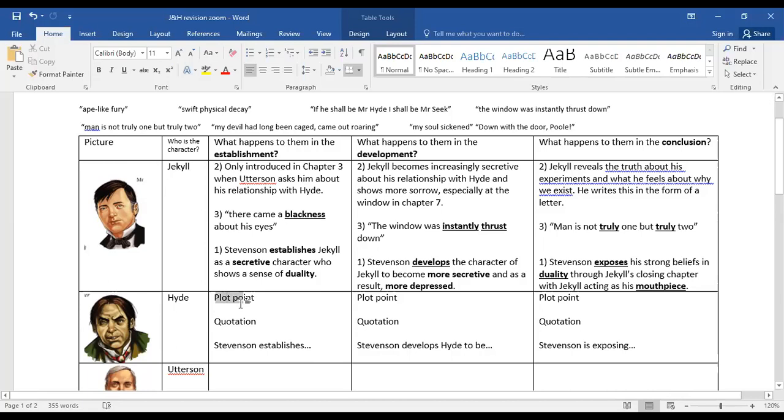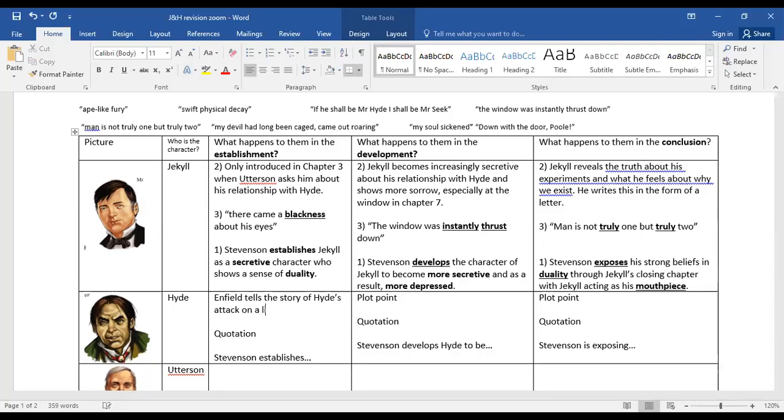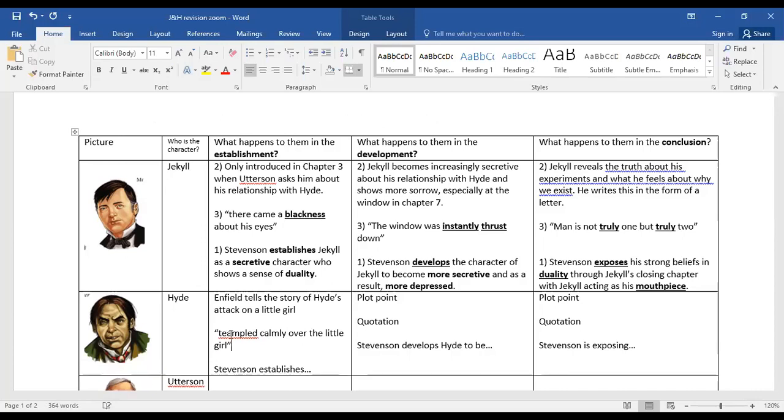Okay, so I'm just going to go through these final points here. So Hyde, you would write, again, three paragraphs. One about him in the establishment, one about him in the development, one about him in the conclusion. So in the establishment, the story of Hyde's attack on a little girl. Quotation, as we heard, [trampled the] girl. Lots to be able to say from that. Please make sure for this quotation, this is a crucial quotation, make sure you analyze the violent word. So therefore showing that he is attacking them with force.